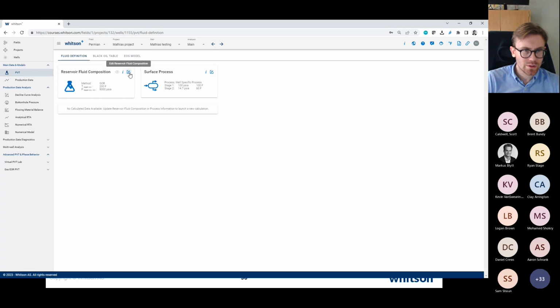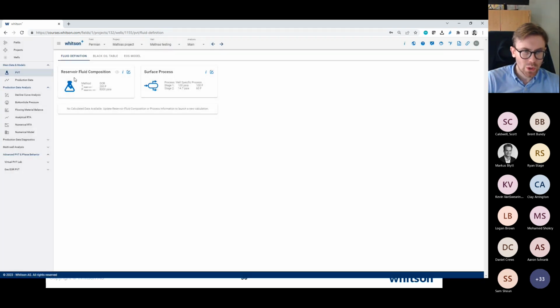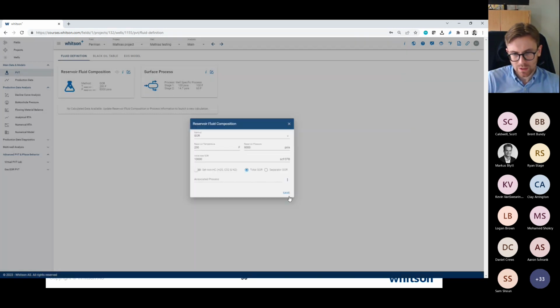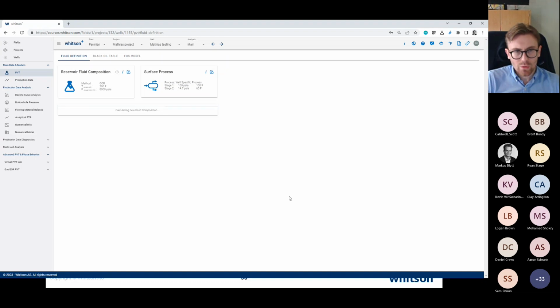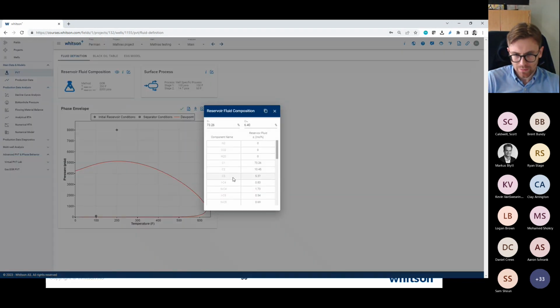So what we're going to do here is to click edit. All these input cards right here, to open them, you'll click the edit icon up to the right. And then the method we're going to use is GOR. And then we'll make the initial total GOR just 10,000. Okay, change it from 1,000 to 10,000. And then we're going to click save. And what the software will go ahead and do then is to predict a composition that yields us a 10,000 scf per barrel fluid composition right here.